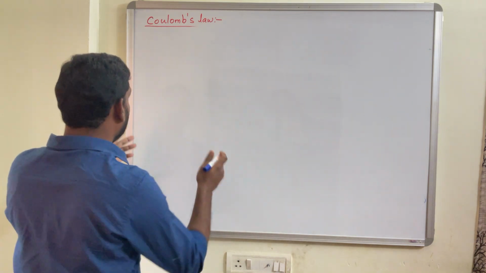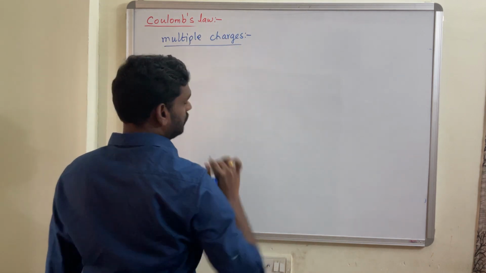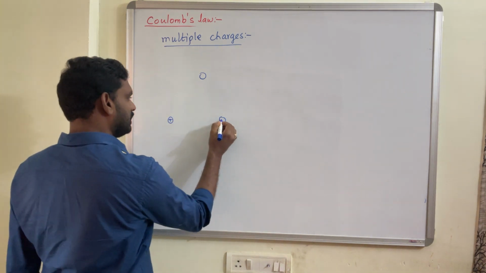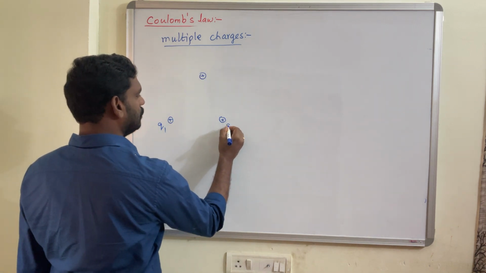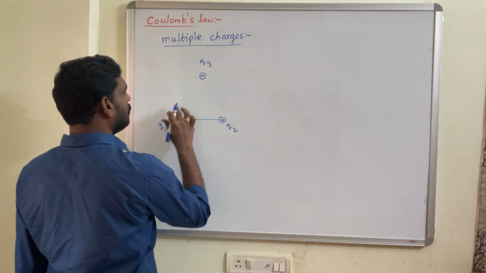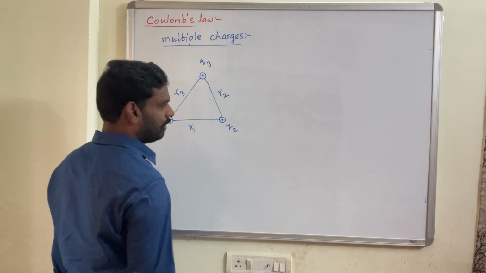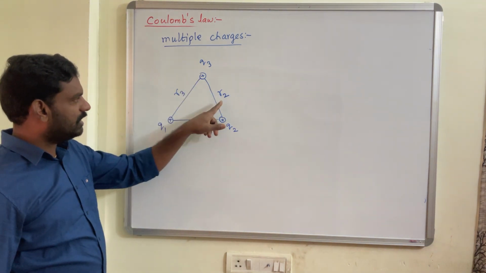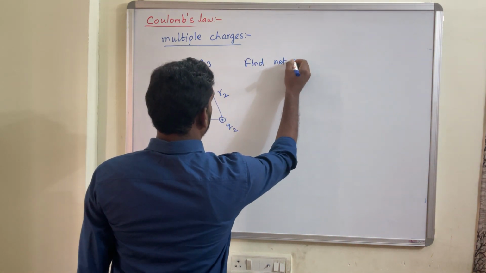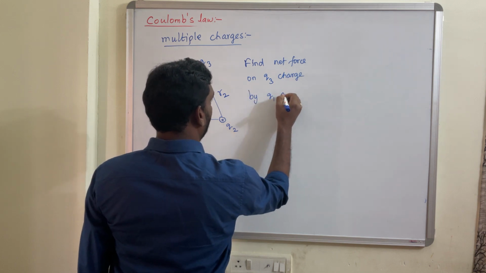I will conclude in two minutes. In the case of multiple charges, I am taking three charges like this. Positive, this is also positive, this is also positive. Consider them as Q1, Q2 and Q3. The distance between Q1 and Q2 is R1, the distance between Q2 and Q3 is R2, and the distance between Q1 and Q3 is R3. Find the net force on the Q3 charge by Q1 and Q2.